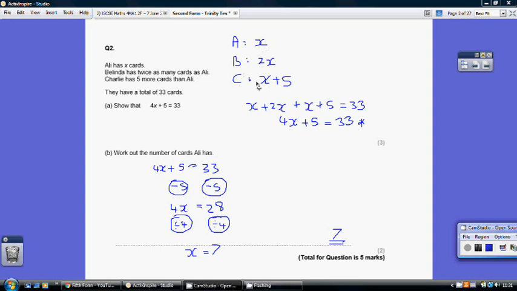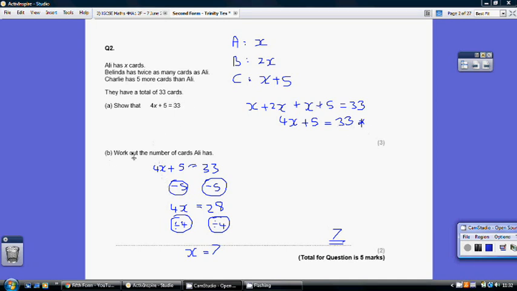So x plus 5. Now we're told they have a total of 33 cards between the 3 of them, between Ali, Belinda and Charlie. So these 3 together must add up to 33. So x plus 2x plus x plus 5 has to equal 33. So we've constructed an equation. Now let's simplify the left hand side. x plus 2x plus x is 4x, plus the 5. So 4x plus 5 equals 33, which is what we had to show.